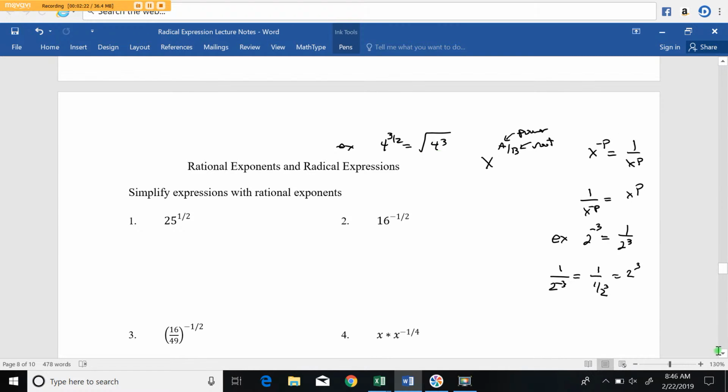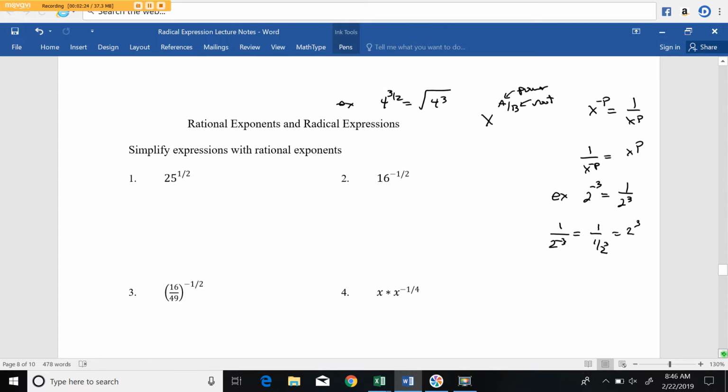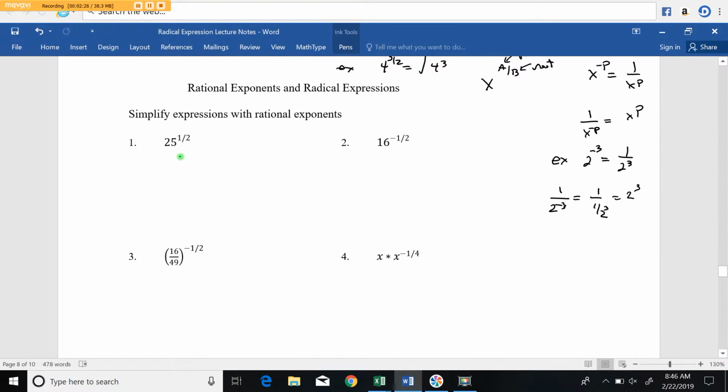So I'm going to go through and do a bunch of examples of this, starting with this first one. This means the square root of 25 to the first power. If I write it in radical form, it looks like that. And we could simplify. Square root of 25 is just 5. No problems there.